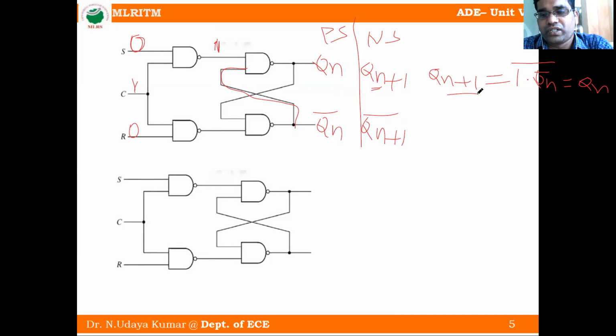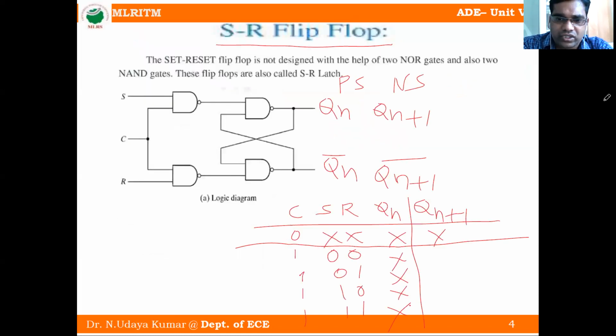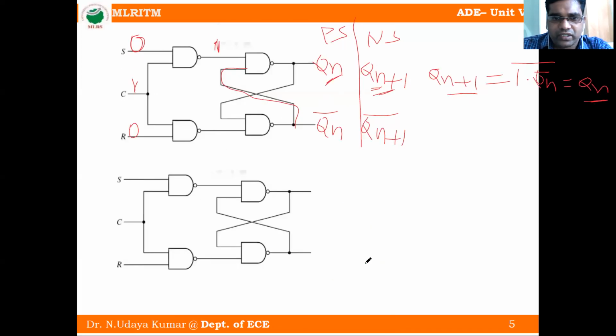So Qn plus 1 is the next state here, and Qn is the present state. Whenever 0 0 input is given, the next state is equal to the present state. That means Qn. Okay. Next we will see the other combination. So this is over. Next we will see the 0 1 case.